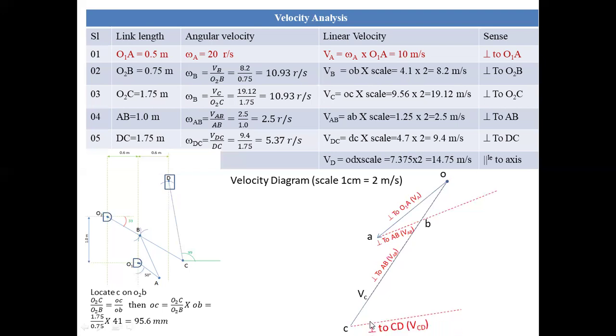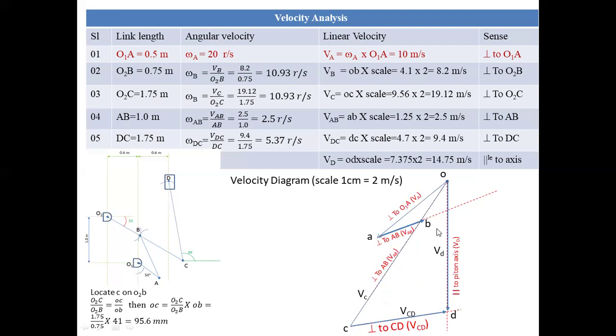Okay. Then next, from C, we have to draw one perpendicular, that is for the CD line. And since the slider is moving in vertical direction, we will draw one vertical line. The intersection of the vertical line and this perpendicular to CD will define the orientation of point D. So connect D and O, and connect D and C. Okay. So this is the overall velocity diagram.